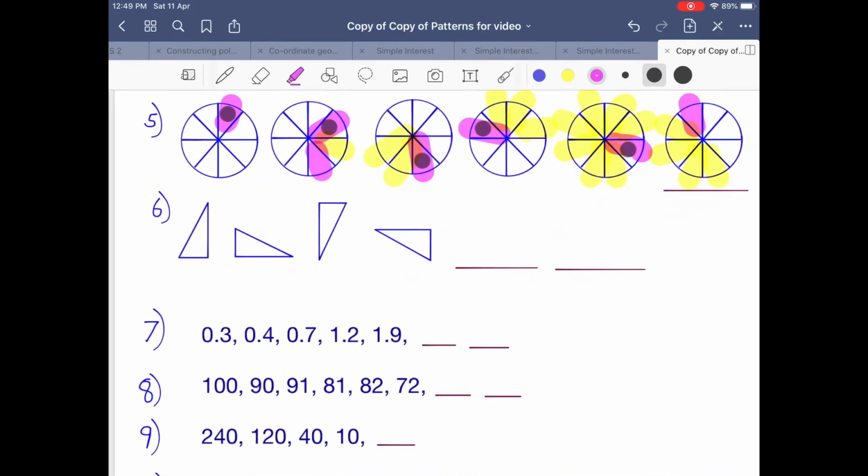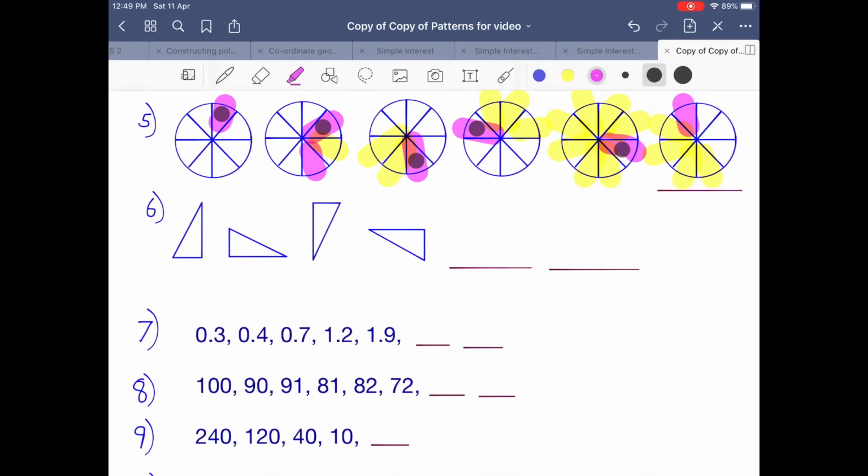Number 6. We are seeing that we have a right angle scalene triangle being rotated. So we can see that this one is facing upright. Then we have this one facing right. This one is facing down. This one is facing left. So it's making quarter turns in a clockwise direction. So after left, it will now go up and then right.